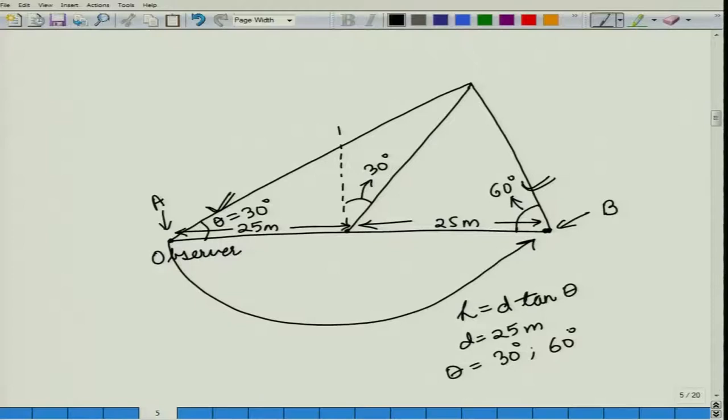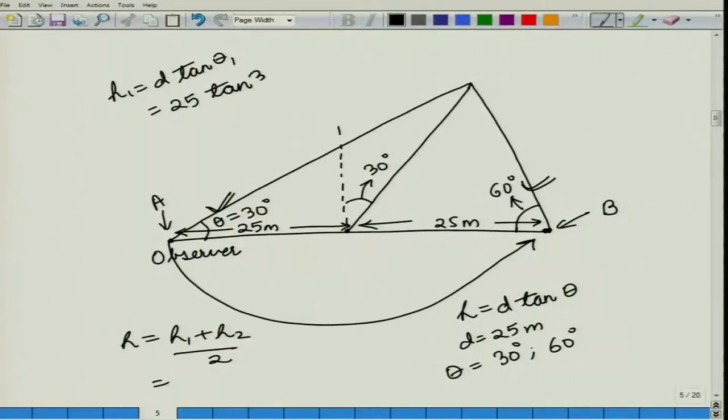So he has calculated both these heights, and he has calculated H is equal to (H1 plus H2) upon 2, because he has taken the average of both these readings. So how much would that height be? H1 is equal to D tan theta 1, which is equal to 25 times tan 30 degrees.